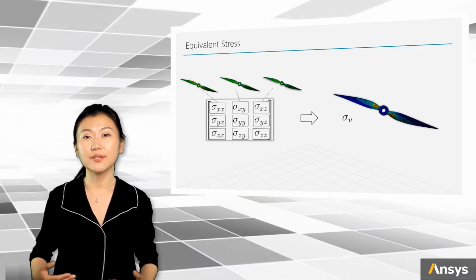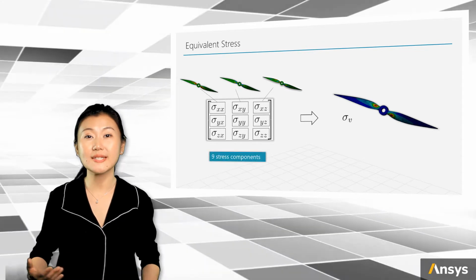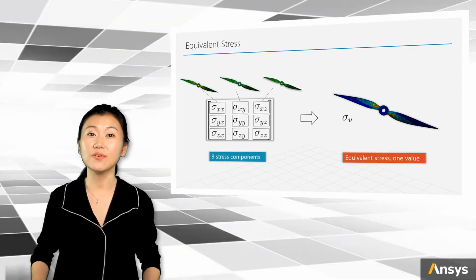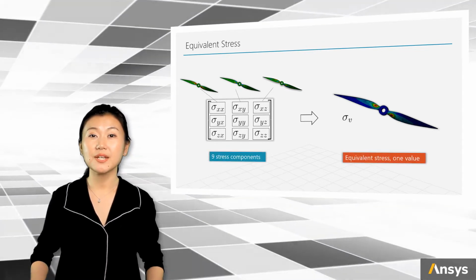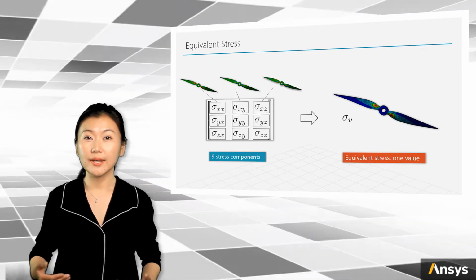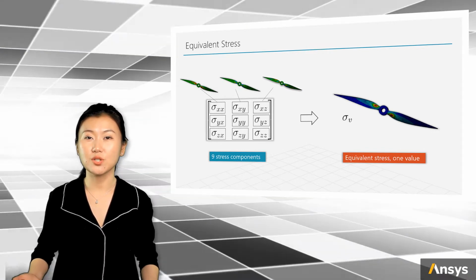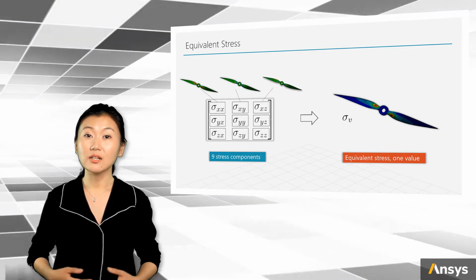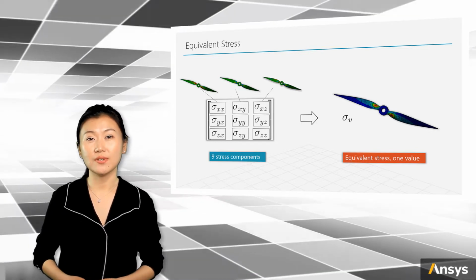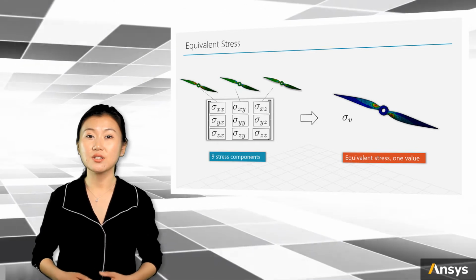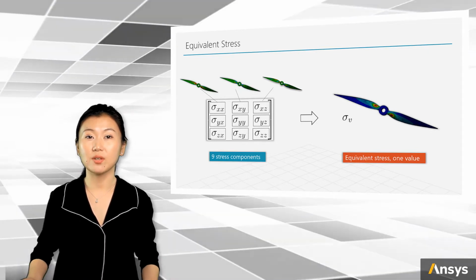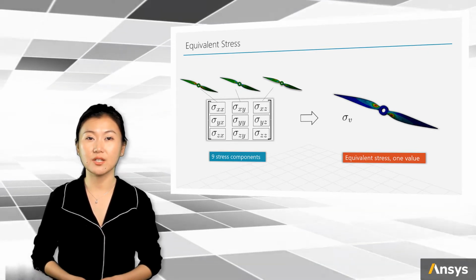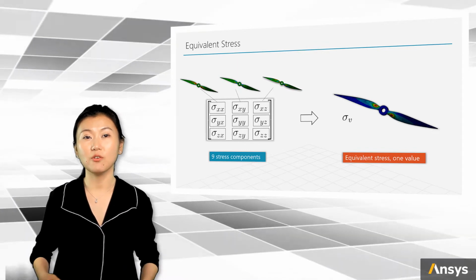We can convert the 9 components of a stress to one scalar and use it as an equivalent stress. There are many different ways to do this. Here we're introducing one widely used equivalent stress, the von Mises stress. Another very important usage of the equivalent stress is that engineers use it to determine if the materials reach a certain state, such as yield point or failure point.